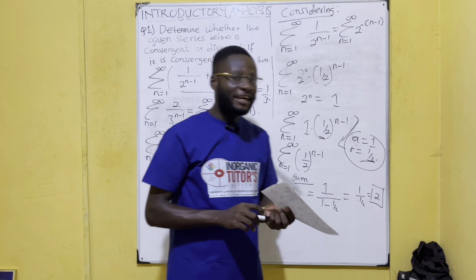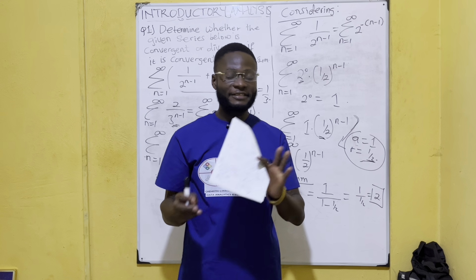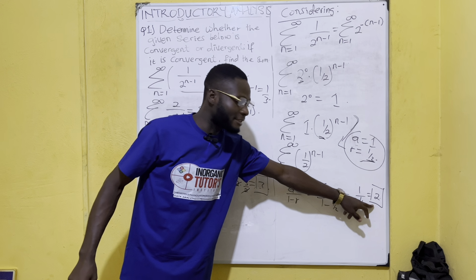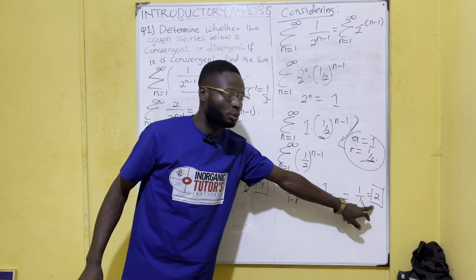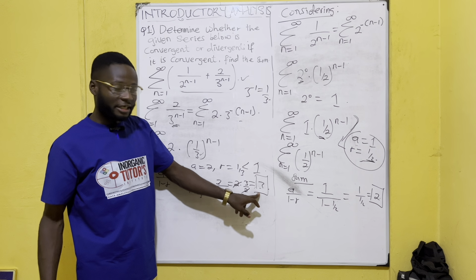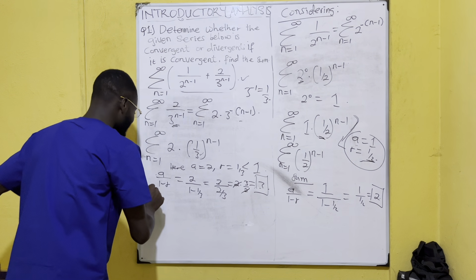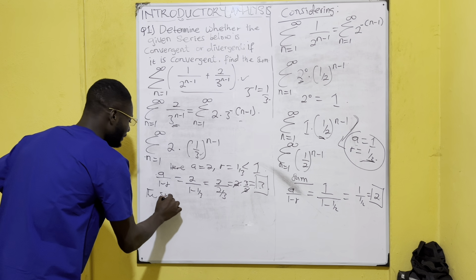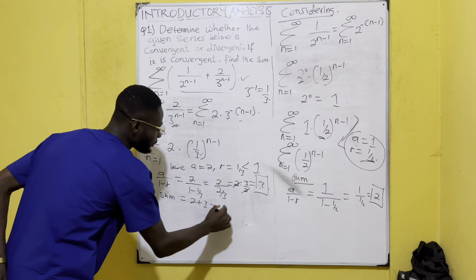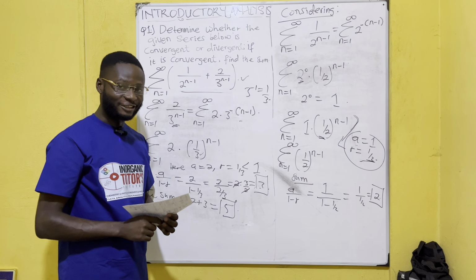So the first part converged, and the second part also converged. We found the sum for the first part, we had 2. We did the same thing for the second part, we had 3. So we are going to say that the sum is equal to 2 plus 3, and that is 5. That is so beautiful.